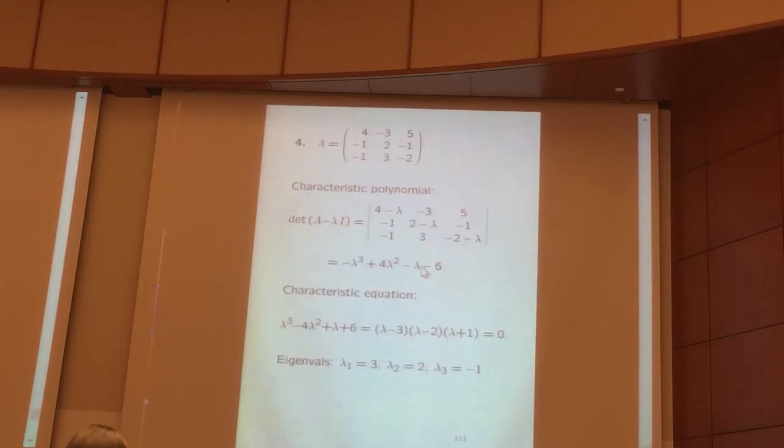Okay, we'll up the ante a little bit, go to 3x3. Here's my matrix. Here is determinant of A minus lambda I. Here is the characteristic polynomial. Here is the characteristic equation. Just set this equal to 0.